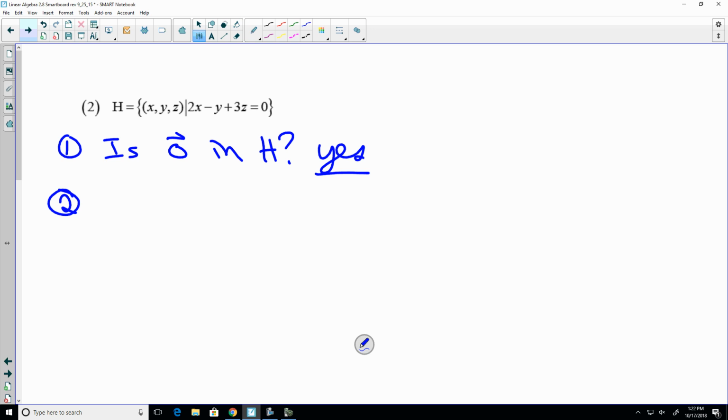So number two, we're going to see if we pick any two vectors in H, is the resulting vector also in H? So the property is that the components of the vector have to solve this equation, right? So we have to pick two vectors that are solutions, and then we add them together and see if the result is also a solution. And if it is, then we have closure with addition.